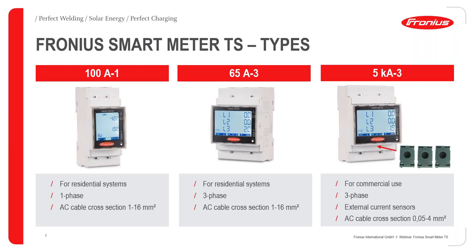And then we have for the commercial sector actually the 5 kiloamp smart meter. So it differentiates by the 5 kA on the one side, and also we need to use the external current sensors on this one. It's pictured down below here with these current sensors. It then can measure and deliver the data. AC cable cross section here a little bit smaller because we only need the connection to the smart meter here for voltage measuring from 0.05 to 4 square millimeters.